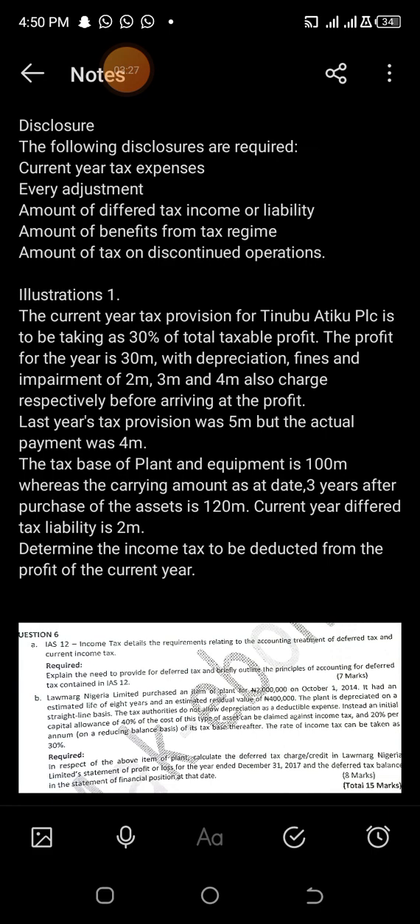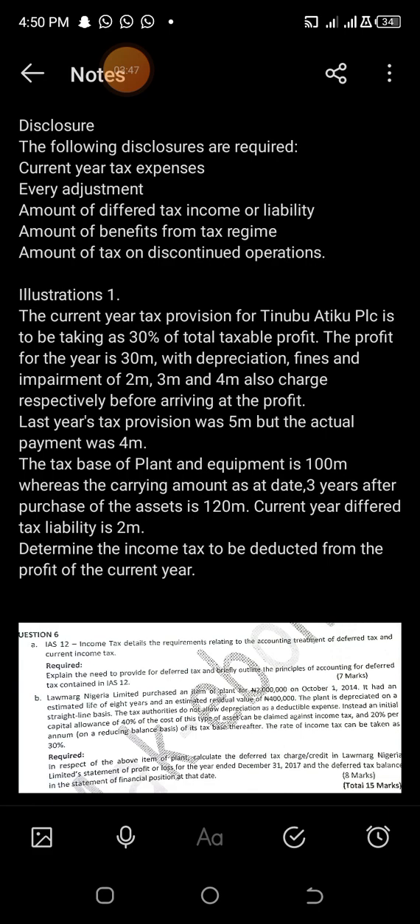Now let's read illustration one. The current year tax provision for Tinubu Article PLC is to be taken as 30% of total taxable profit. The profit for the year is 30 million, with depreciation, fines, and impairment of 2 million, 3 million, and 4 million respectively charged before arriving at the profit.